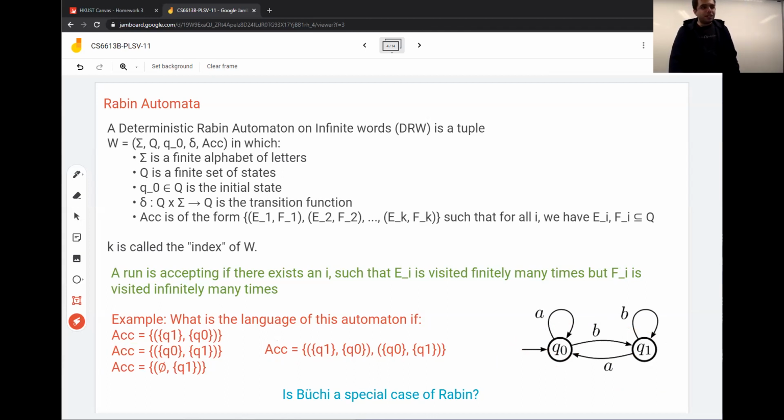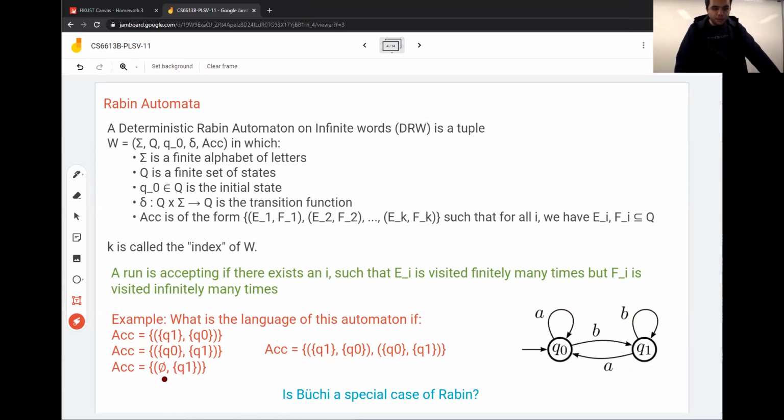So taking union in Rabin automata is extremely easy. You just put the pairs together. Just take the union of the accepting conditions, right? Okay, of course, this is assuming that we are on the same graph structure. Otherwise, the union is not that easy.